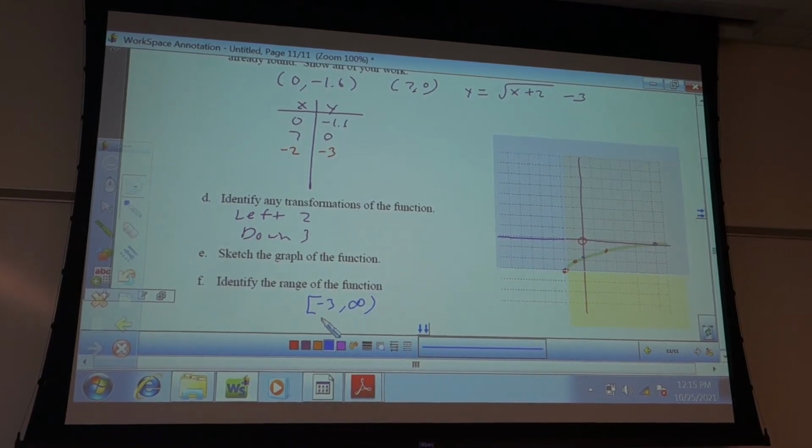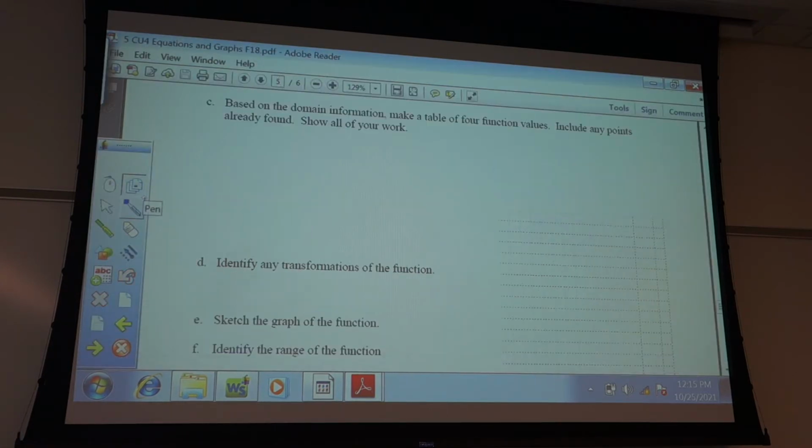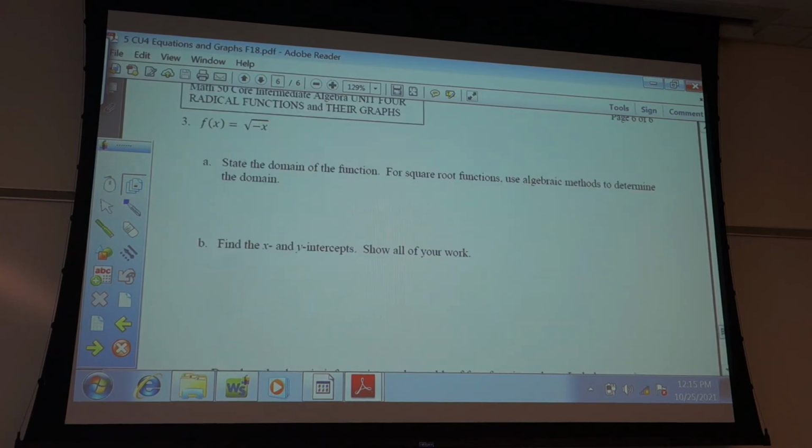Okay, and then we're going to skip part 3. So C, the next page, we're going to skip this one.